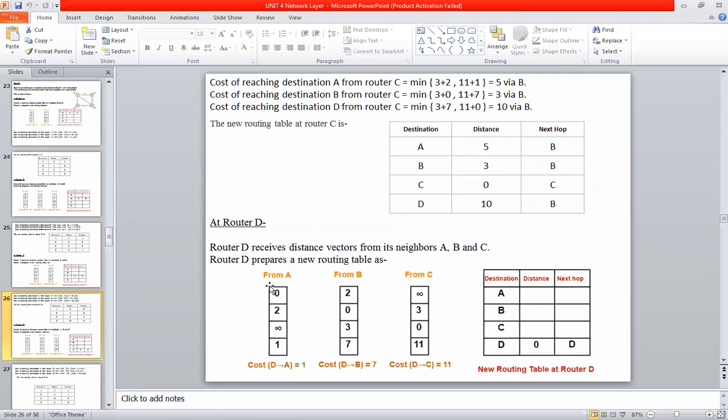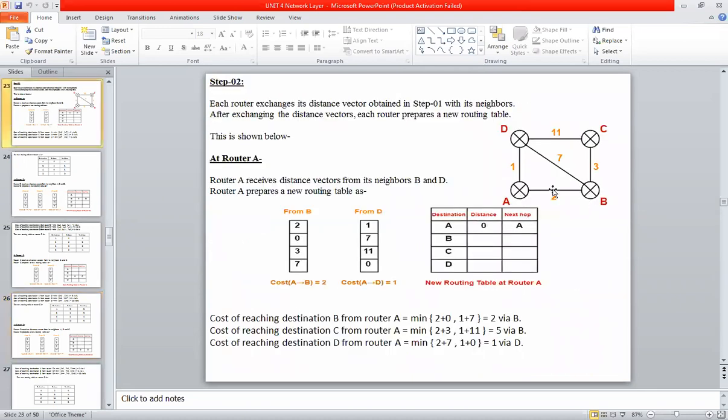From A to A, 0 is there. From A to B, 2 is there. A to B is the direct connection, A to D is direct connection. So A to C, there is no direct connection, so you are considering it as infinity. Got it? Okay.